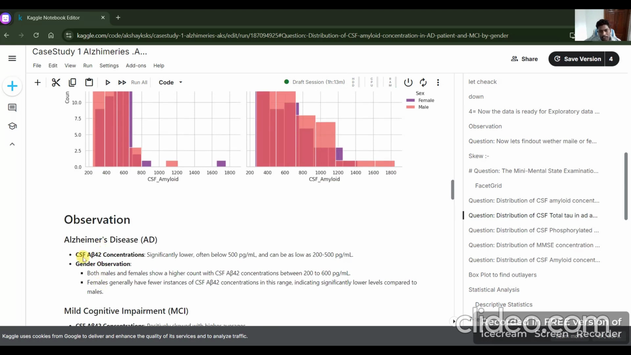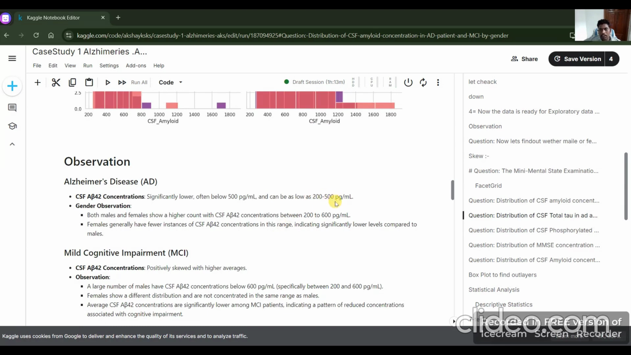Then the observation is that in Alzheimer's disease, levels are significantly lower, often below 500 pg/ml and can be as low as 200 pg/ml. Gender observation: both males and females show a higher count with CSF concentration between 200 to 600 pg/ml. Females generally have fewer instances of CSF concentration in this range, indicating significantly lower levels compared to males.